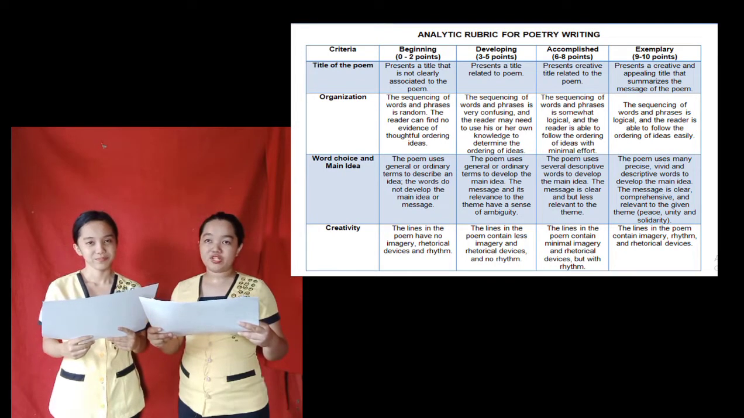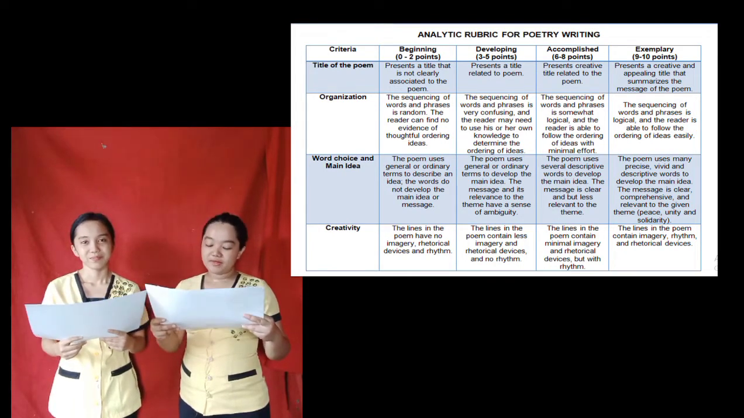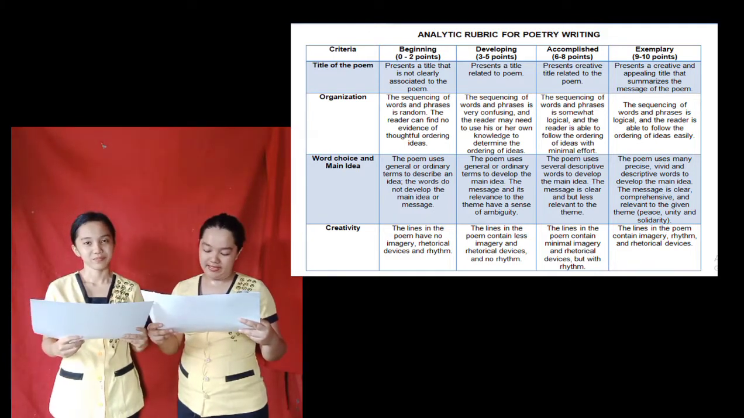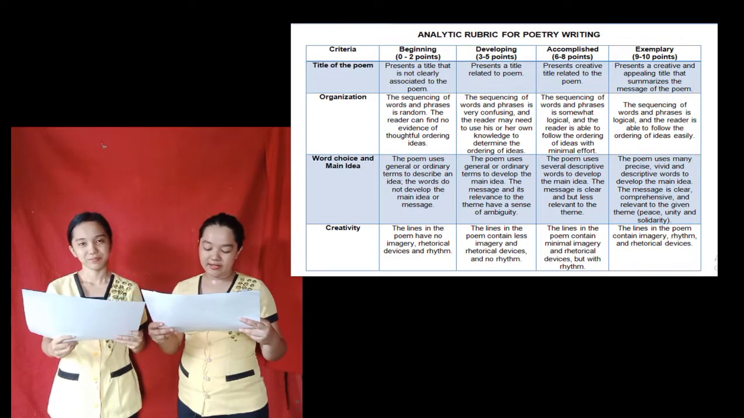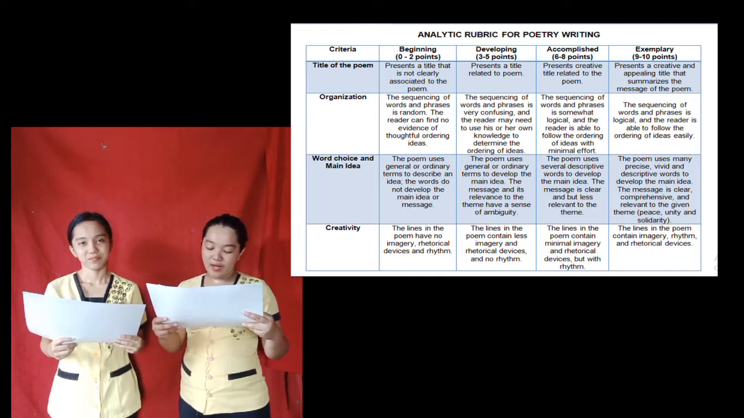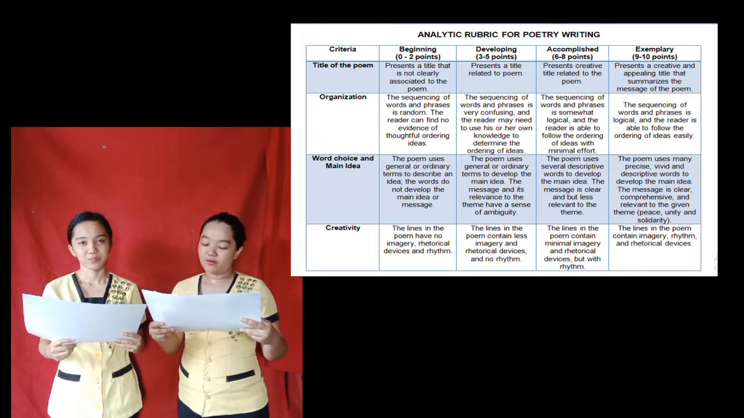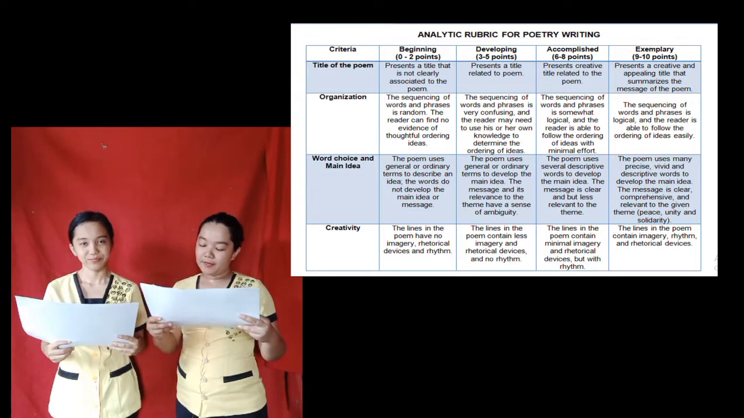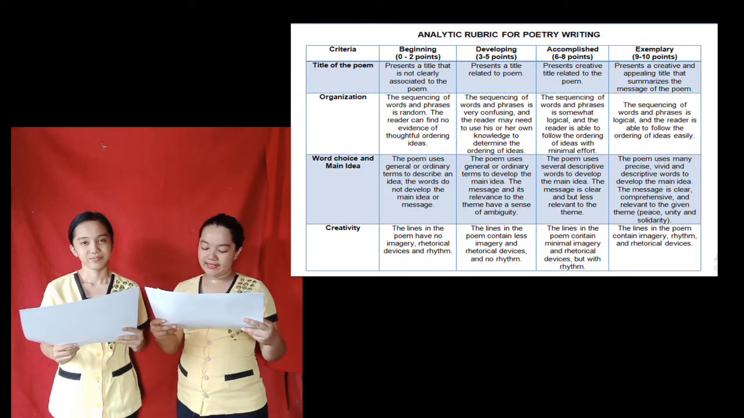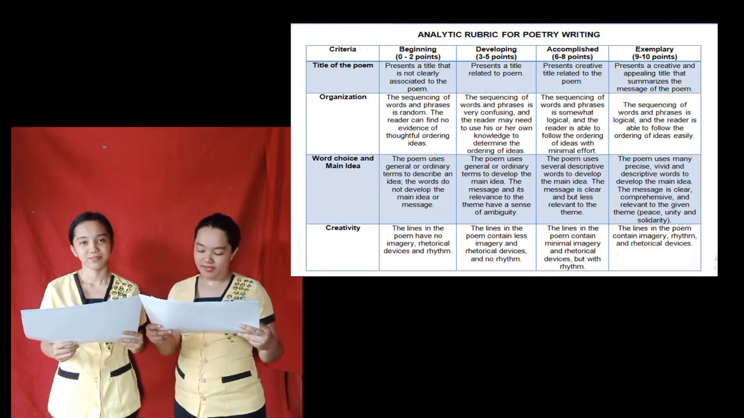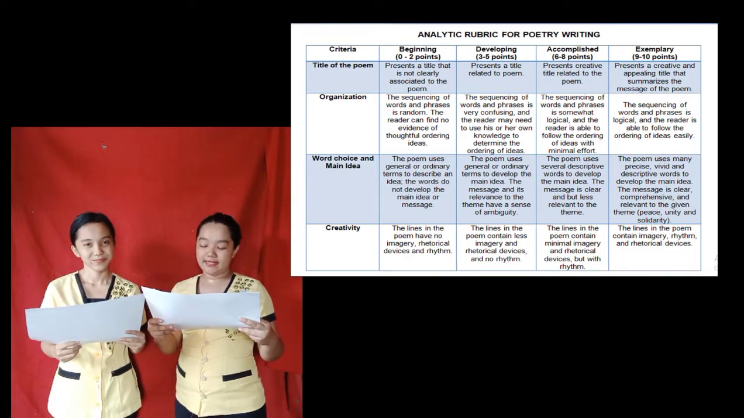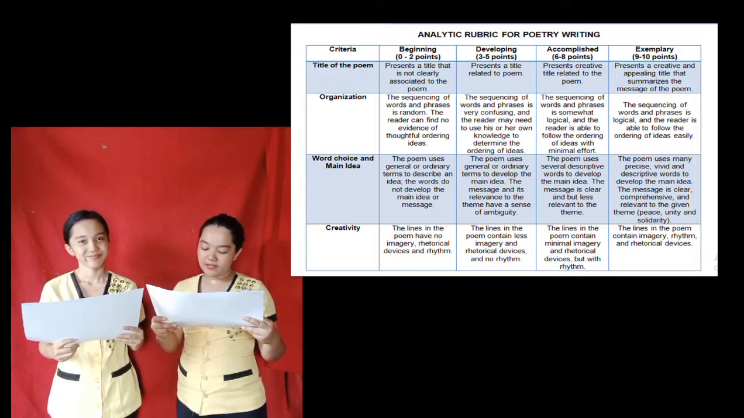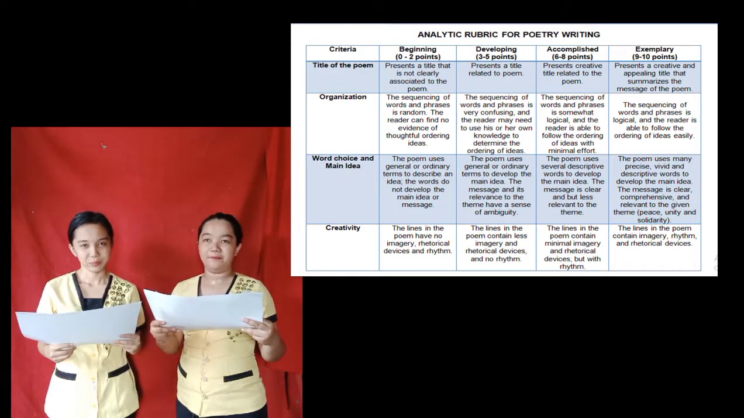For accomplished, its indicator is the poem uses several descriptive words to develop the main idea. The message is clear but less relevant to the theme. The fourth one, we have exemplary. Its indicator is the poem uses many precise, vivid, and descriptive words to develop the main idea. The message is clear, comprehensive, and relevant to the given theme.